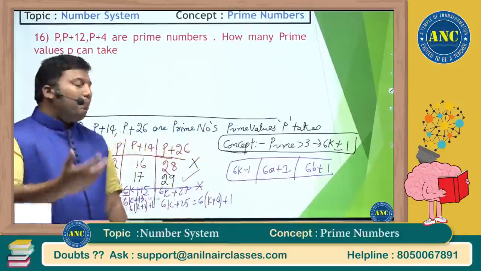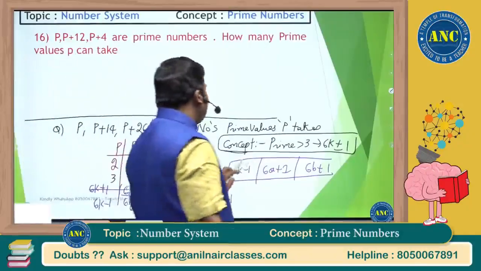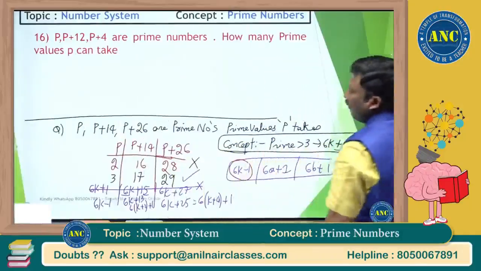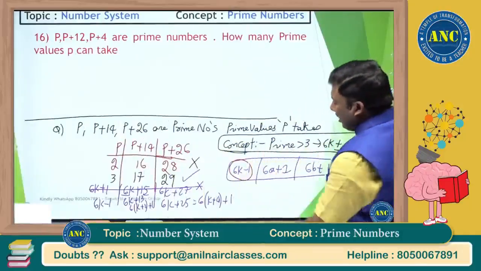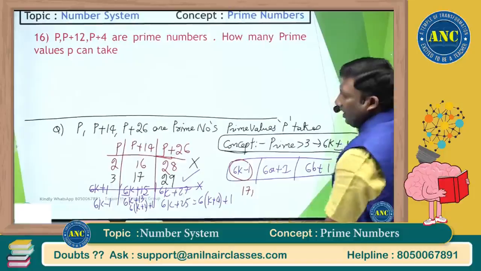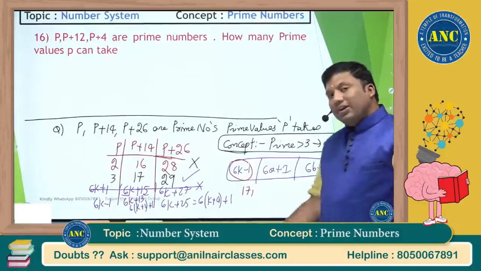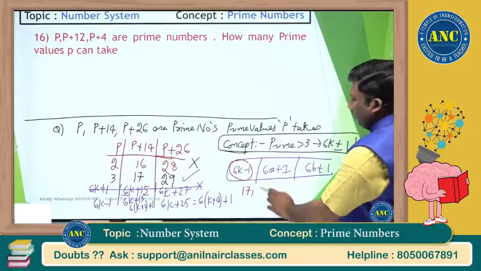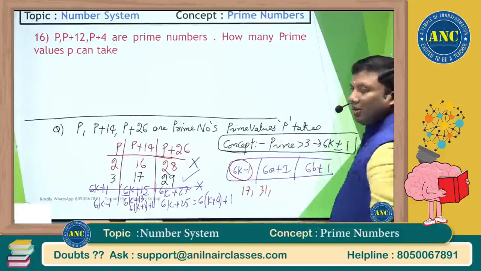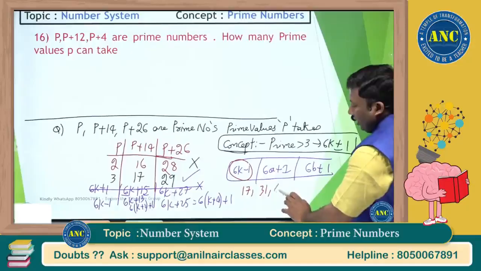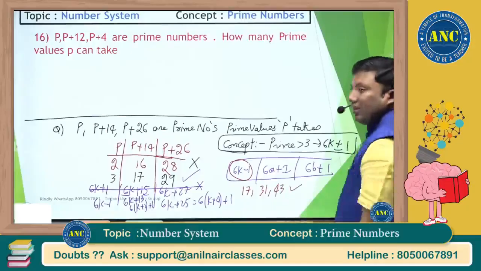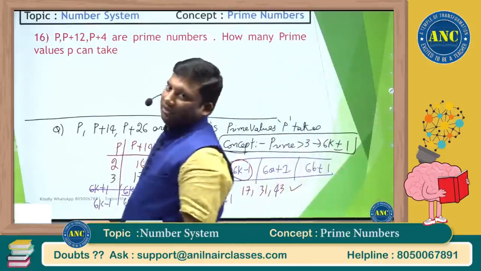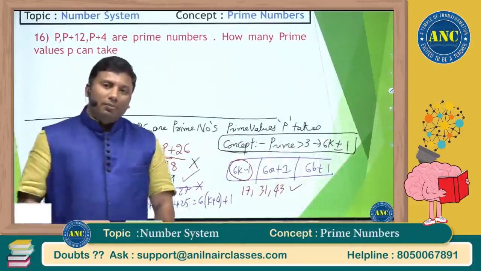Let us take some prime numbers which are of the form 6k minus 1, and check whether it is giving you the answer. Suppose I take 17. Is 17 of the form 6 into 3 minus 1? Yes. 17 plus 14 is 31. Yes. 17 plus 26 is 43.